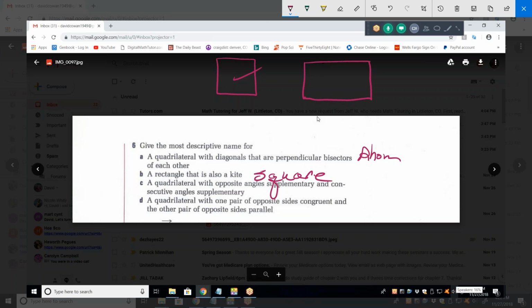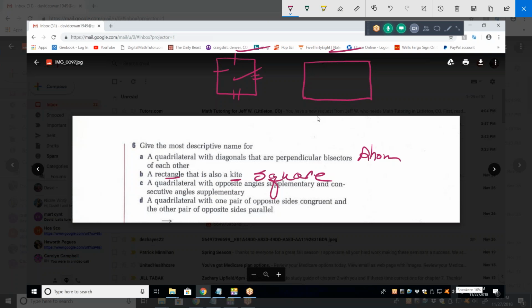Obviously, the answer isn't going to be rectangle or kite, because not all kites are rectangles. The only rectangle that's a kite, I believe, is a square, unless you can think of one. No, these are the only two kinds of rectangles you have, either squares or long ones. And the only one of those that is a kite, with two adjacent sides that are equal, those two and those two, happens to be a square.